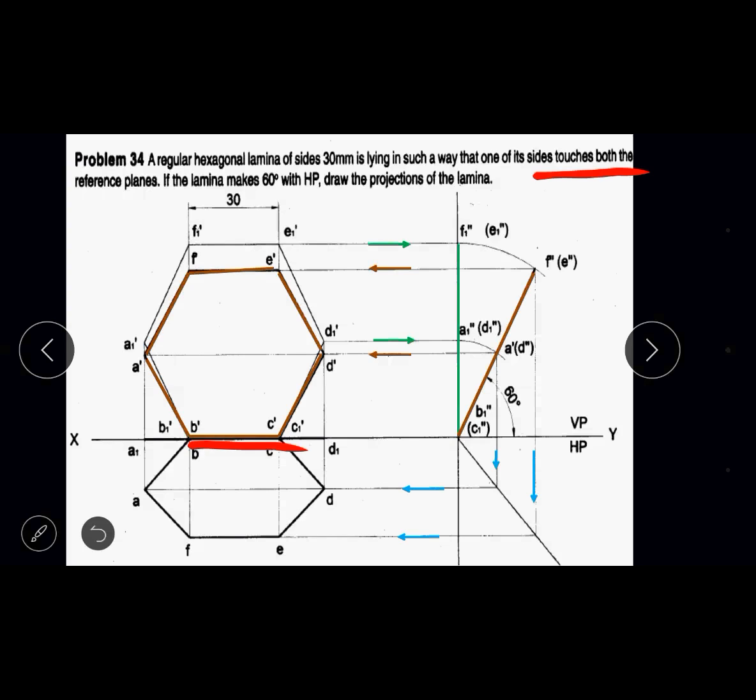You can use VP angle. VP angle can be used. HP angle can be used, but VP angle cannot be used in this position. So you can use HP angle. So you can hold this edge B dash and C dash of the lamina, and you can rotate the lamina from ground surface, that is 60 degree in anti-clock direction.